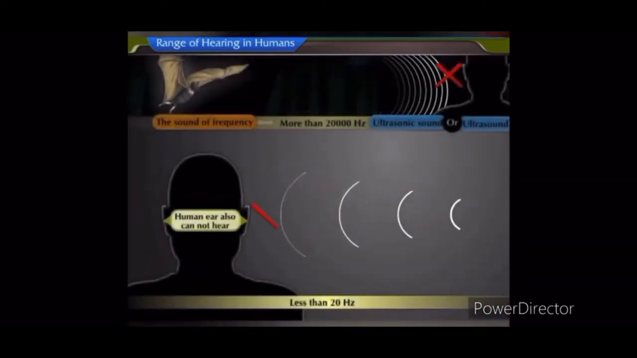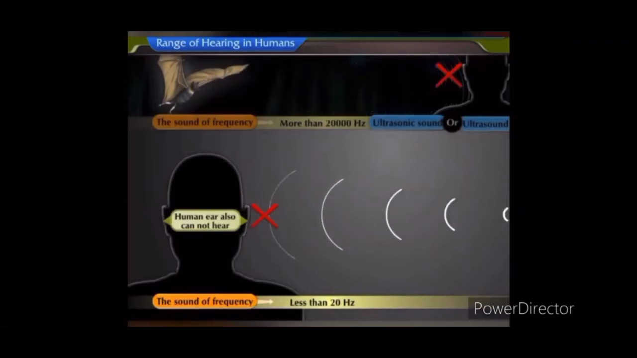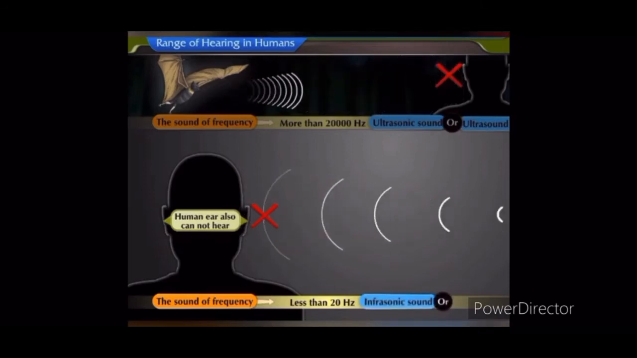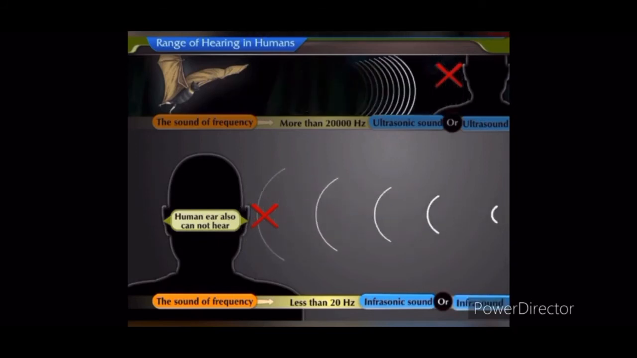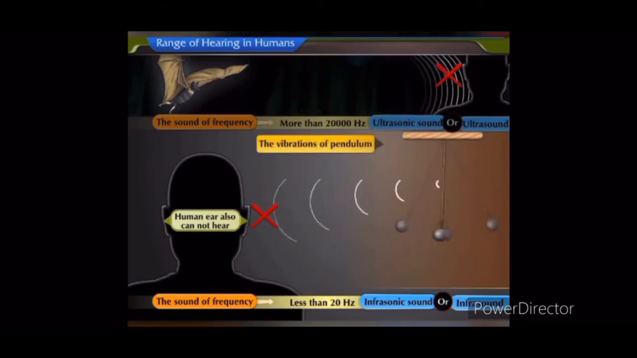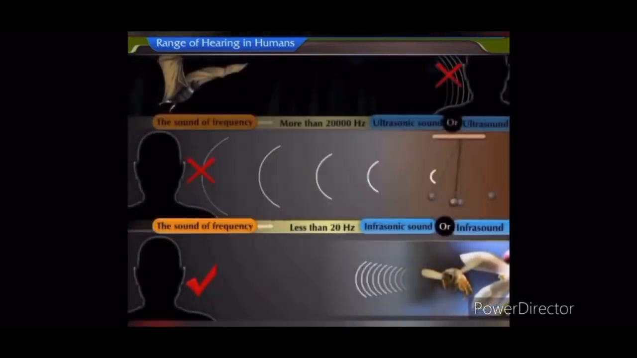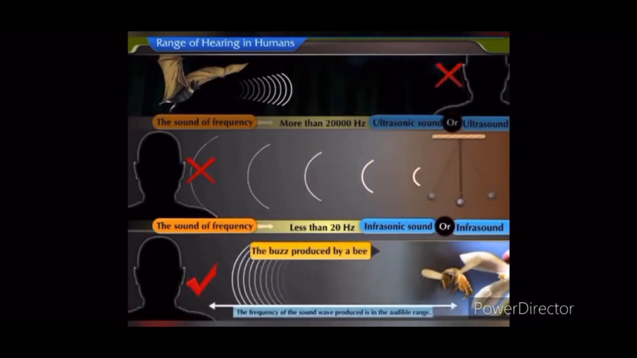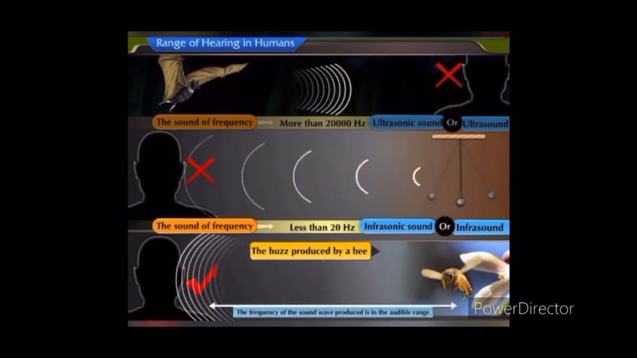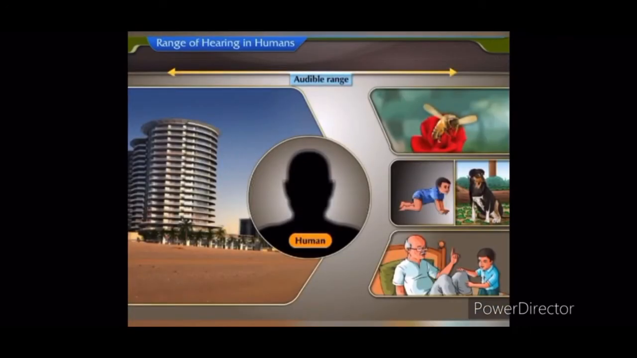The human ear cannot hear a sound of frequency less than 20 hertz. It is called infrasonic sound or just infrasound. That is the reason you cannot hear the sound produced by the vibrations of a pendulum, but you can hear the buzz produced by a bee, as the frequency of the sound wave produced is in the audible range. The audible range of sound for human beings is from 20 hertz to 20,000 hertz.